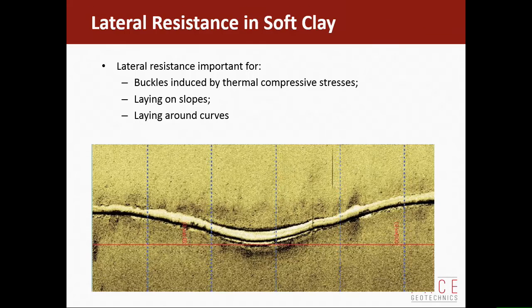Now, with the pipeline walking or moving axially, that axial movement at some point has to go somewhere. And what can happen is it actually buckles. That was laid straight and it's buckled out over. And the only thing that's really stopping it is the soil. Usually introduced by thermal compressive stresses, but it can result from laying on a slope or laying round curves.